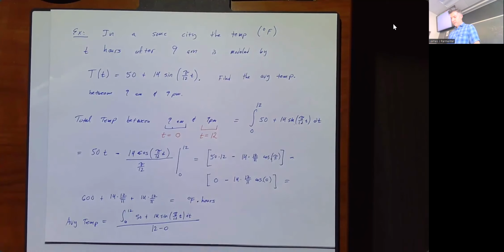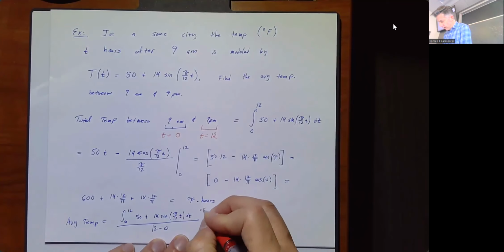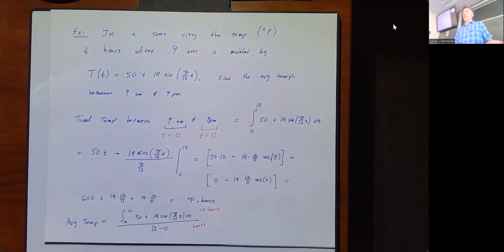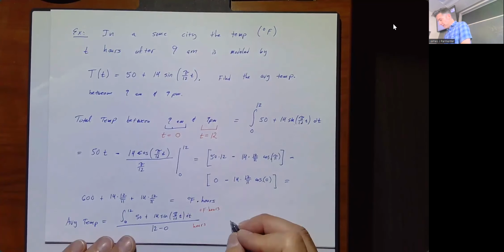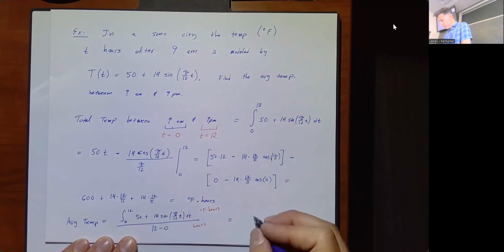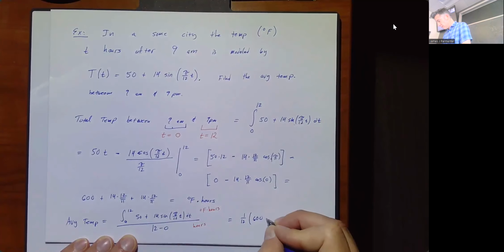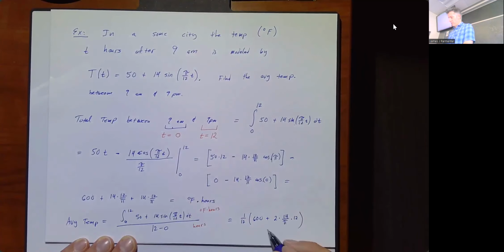And now you've got units of degrees Fahrenheit times hours divided by hours. And the units will make sense. The hours will cancel and you'll just get a measurement in degrees Fahrenheit. And that's going to end up being that thing we got there divided by 12. So 1/12 times 600 plus, let's say we've got 2 of those, 2 times 14 over pi times 12. Sorry, I switched the 14 and 12, but it doesn't really matter. And then dividing by 12, we end up getting 50 plus 28 over pi.